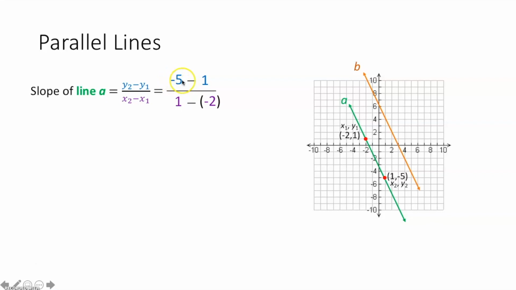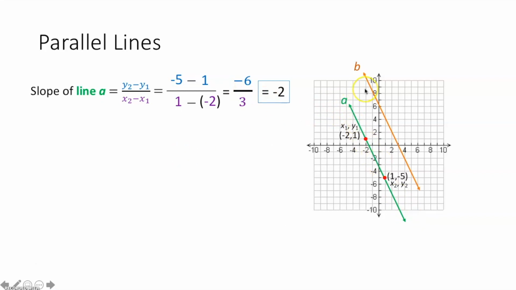What's negative 5 minus 1? That's the same thing as negative 5 plus negative 1, which is going to be negative 6 in our numerator. And then 1 minus negative 2 is going to be 1 plus 2 in our denominator, which is 3. So we get negative 6 over 3, which is going to be negative 2. And that makes sense because your line is going down to the right, so it should be negative.